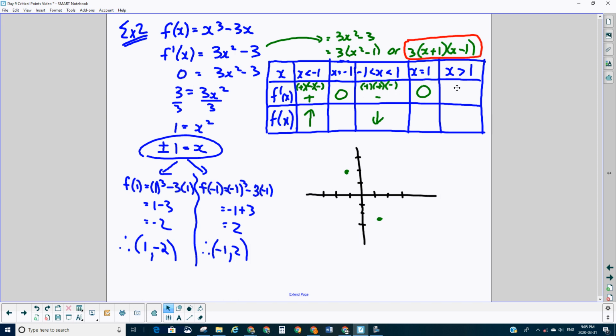And then you choose a number for x greater than 1, something like 2. That'd be positive, positive, and positive will get me a positive, means it's increasing after. So then if the tangents are positive, that means the graph's increasing before and decreasing after this critical point. That means that this one must be a local maximum. And if it's decreasing then increasing, then this is a minimum.